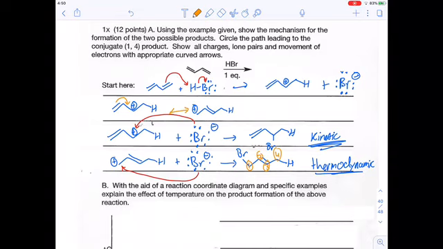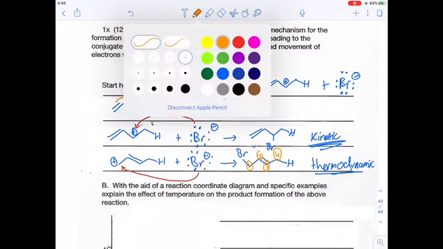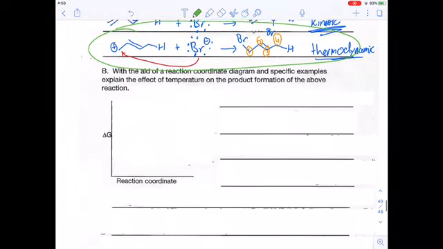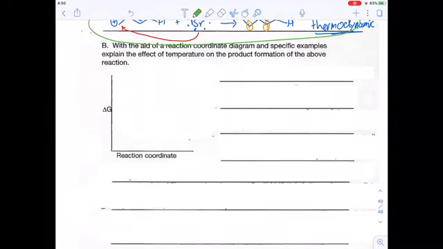This is also going to be the path that leads to the conjugate 1,4, because as you can see, the Br is on 1, 2, 3, and then the H is on 4. When they're talking about 1,4, they mean where the Br and the H end up. So you can go ahead and circle this one.